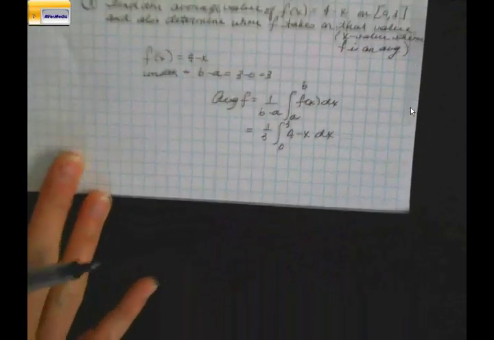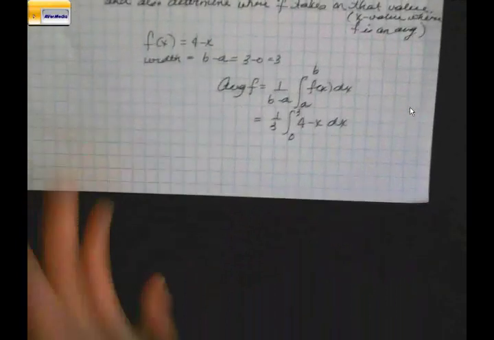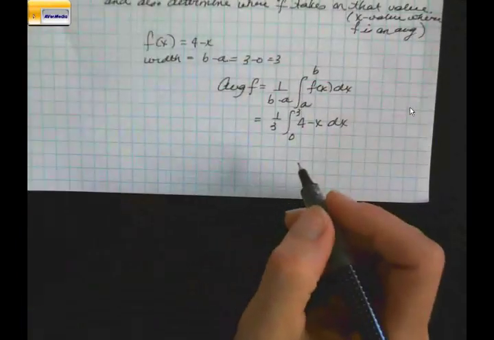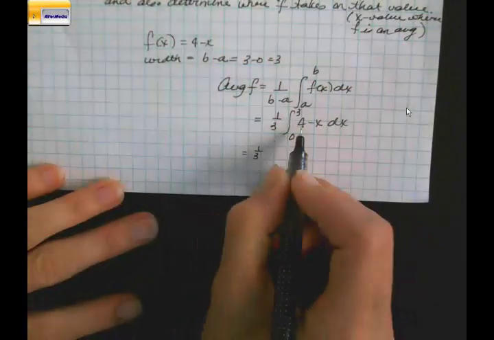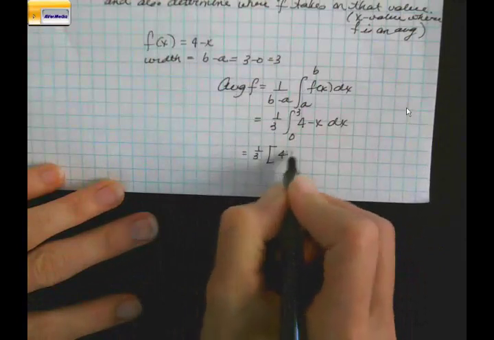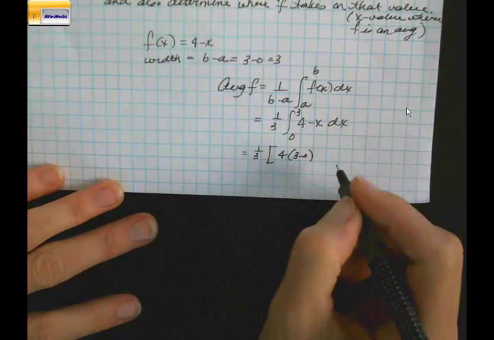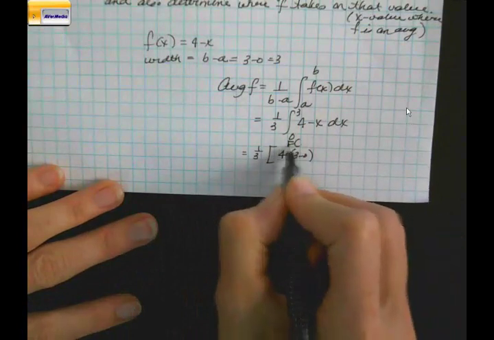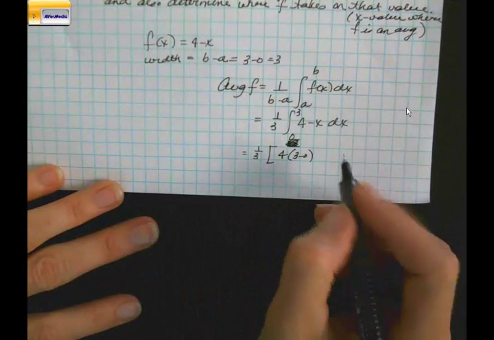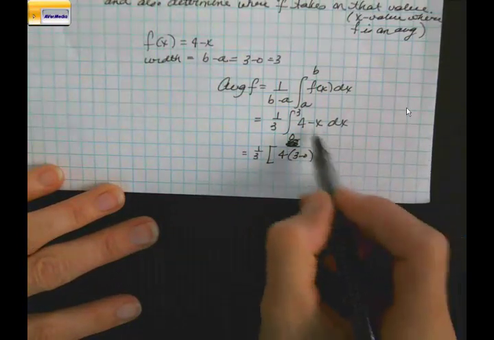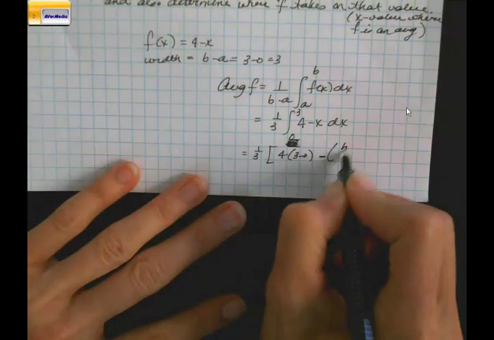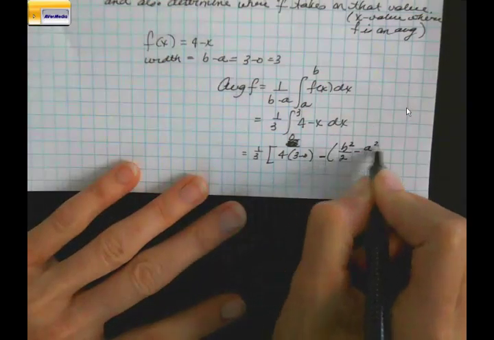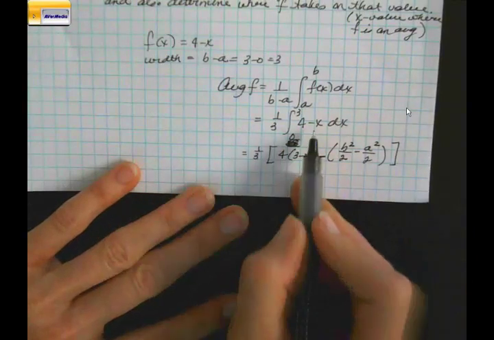I'm going to run out of space on this piece of paper. So this ends up being 1/3, and when you integrate 4 as a constant, it's 4 times b minus a, which is 3 minus 0. Minus, and then when you integrate x, remember that's b squared over 2 minus a squared over 2.